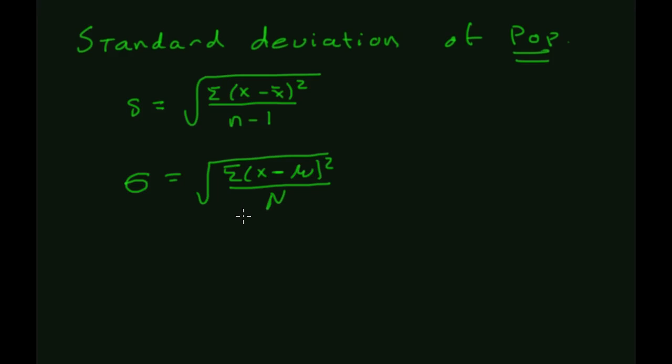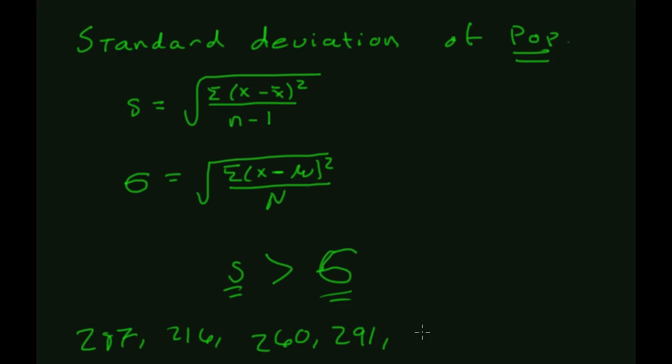So the standard deviation of the sample is always going to be bigger than the standard deviation if it were taken as a population, because we don't have to allow for the fact that we're missing any of the data from the set. So we're going to work through finding this with the same data set that we've been working with: 287, 216, 260, 291, 210, 272, 260. And we'll walk through how to find the standard deviation of the population using your TI-84 calculator.